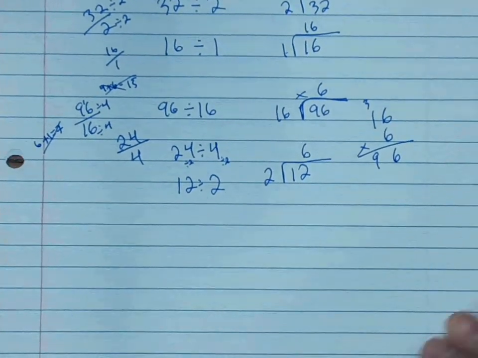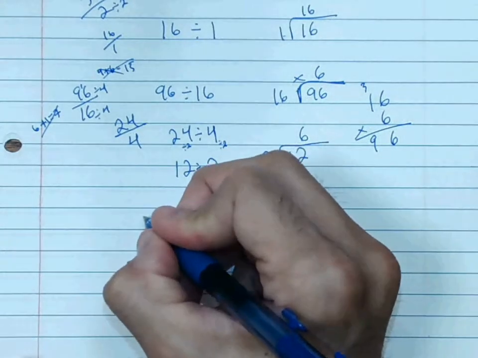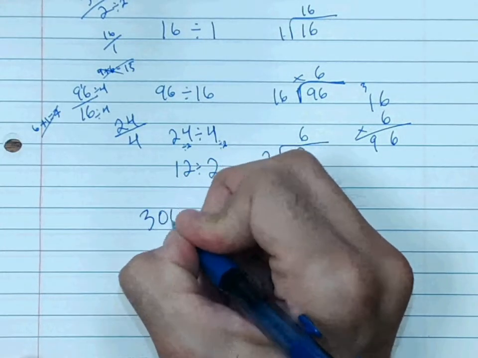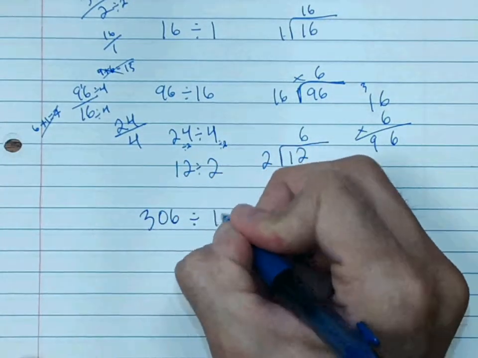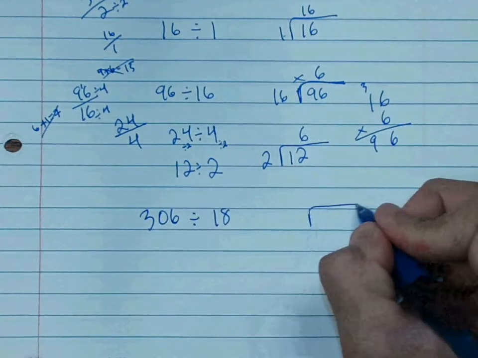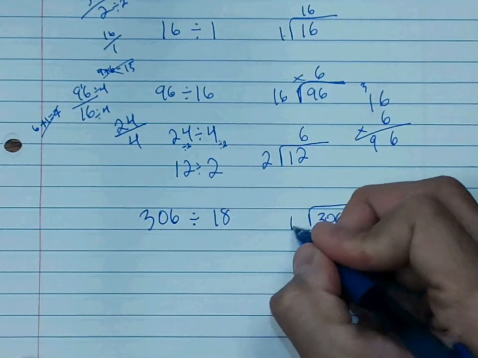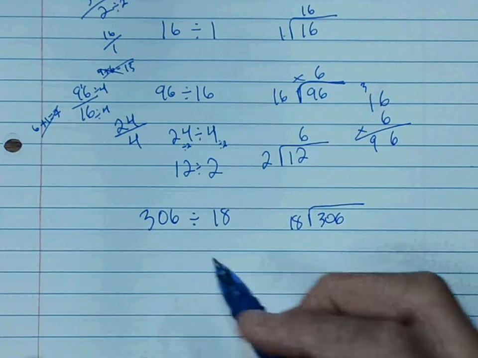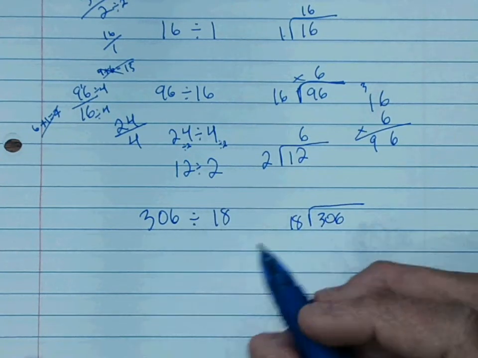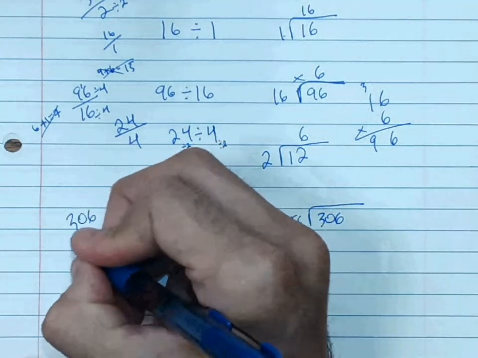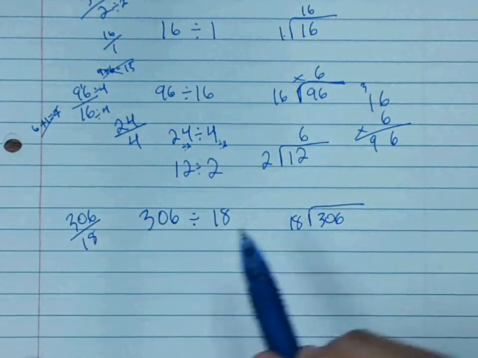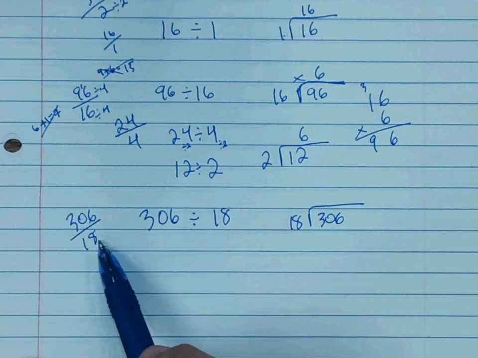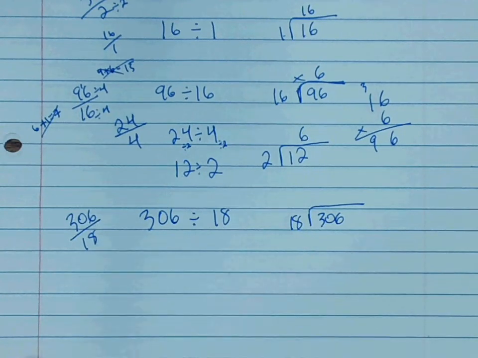Alright, let's try another example. This will be our last one before I want you to give it a shot. 306 divided by 18. Again, I don't want to count by 18s. What I do want to do is think, what's a common factor that both 306 and 18 have? Well, they're both even numbers, so we can divide them by 2.